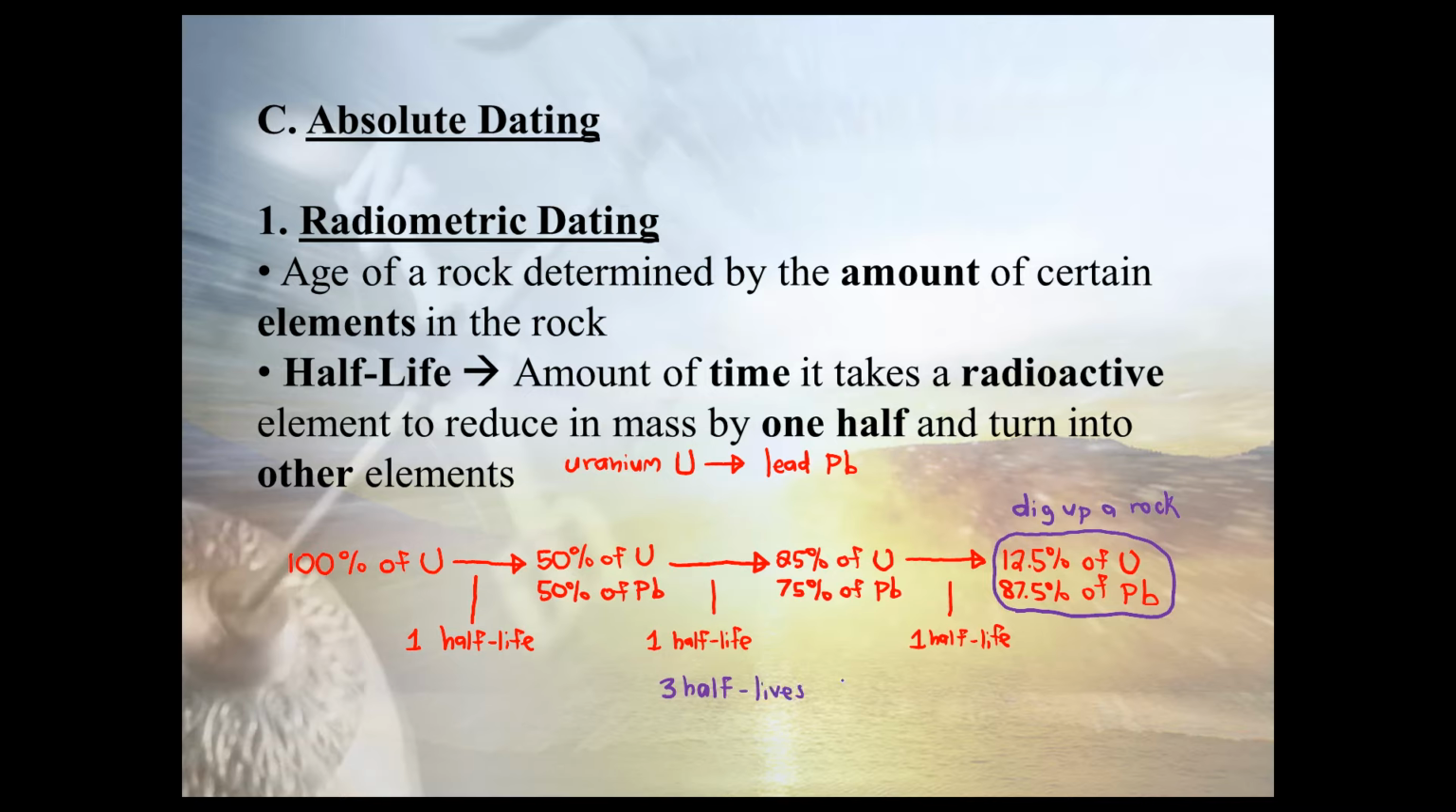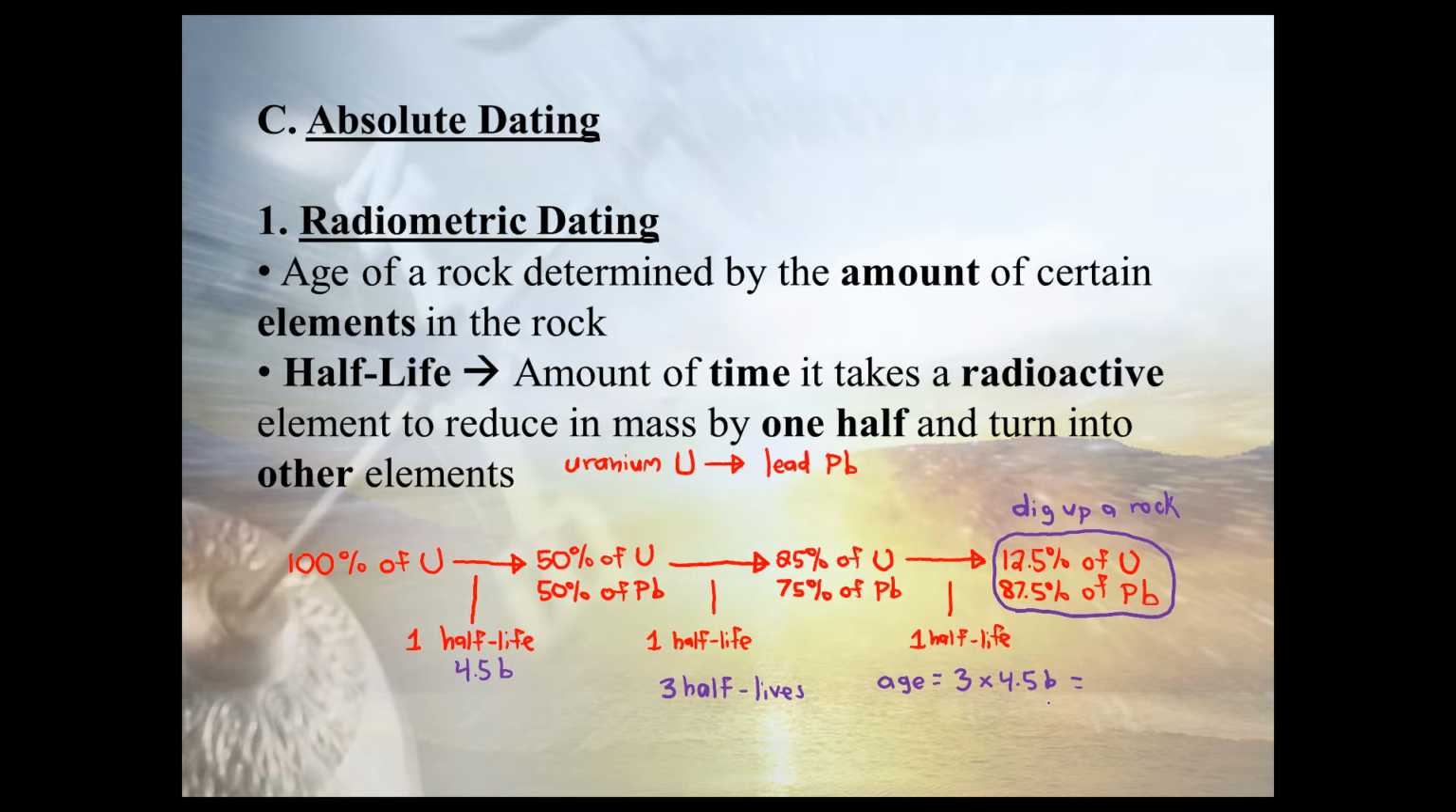Three half-lives have passed. Now, we need to know what the actual half-life of uranium is, and I believe the half-life of uranium is 4.5 billion years. So to go from 100% of uranium to only having 12.5% of uranium, we went through 3 half-lives. So the way I'd figure out the age of the rock is I'd take the number of half-lives, which is 3, and then multiply by the time for one half-life.